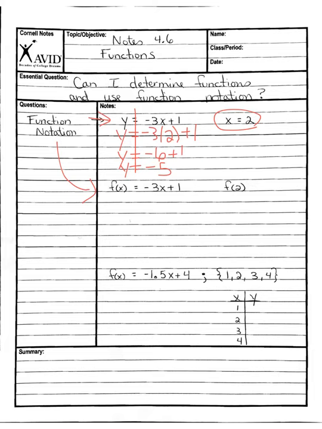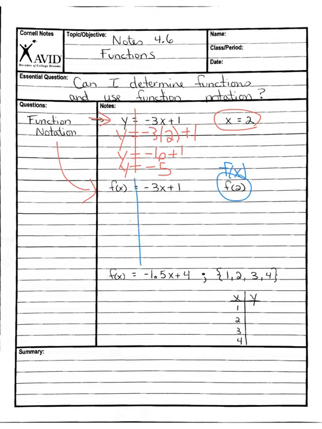Instead of the y, what do we notice? It's called f of x. It's just stating it's a function. And instead of saying x equals 2, it's saying f of 2, meaning put the 2 in where you see the x. So we're doing the same process. Function notation is just a different way of writing it.